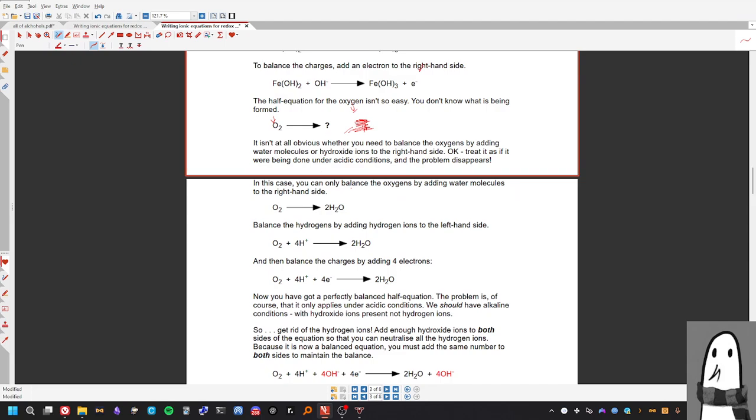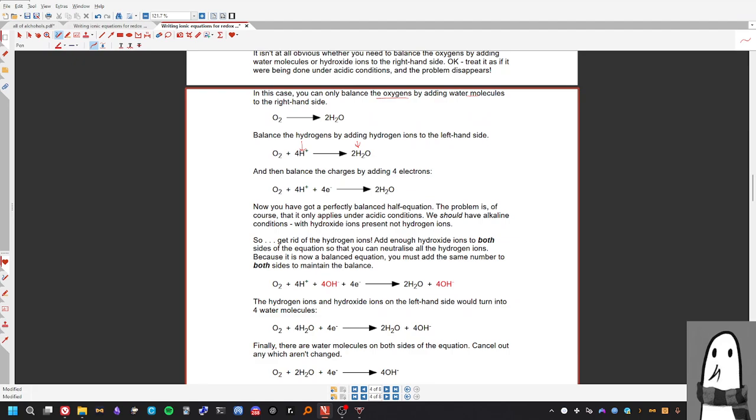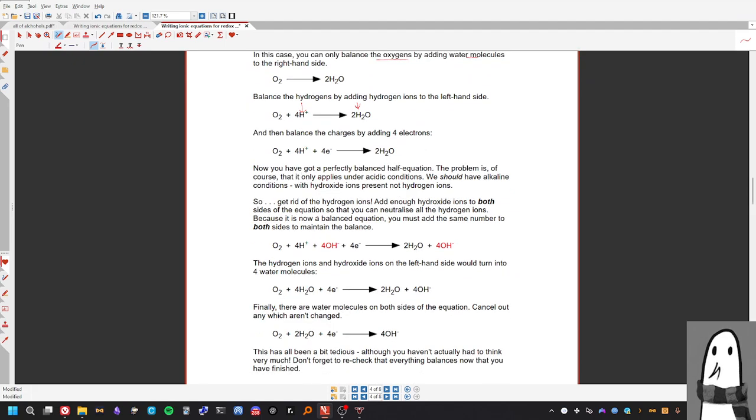Just think about atoms first, don't think about charge. We're just balancing the oxygen by adding water, as you would if it was under acidic conditions. So now you have 2H2O, and then of course you need some more hydrogens, so you add 4H+ on the left side. Then balance the charges by adding 4 electrons to the left side, so you have 4 negative and 4 positive, and the right side has no charges whatsoever.